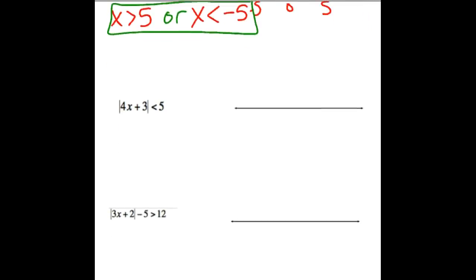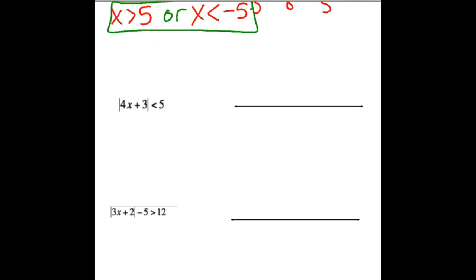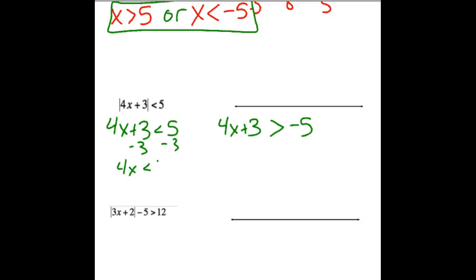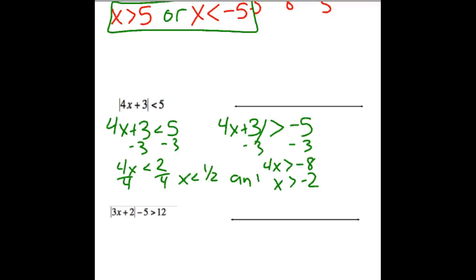So let's do this next one together. Absolute value of 4x plus 3 is less than 5. We're going to write it like we see it without the absolute value signs, and then we're going to write the opposite of that right side. So we're going to have a negative 5, and when we do that, we also flip the sign. So now we can just start solving these two absolute value inequalities. And they're just regular inequalities as we solve. And so we end up with x is less than 1/2 and x is greater than negative 2.